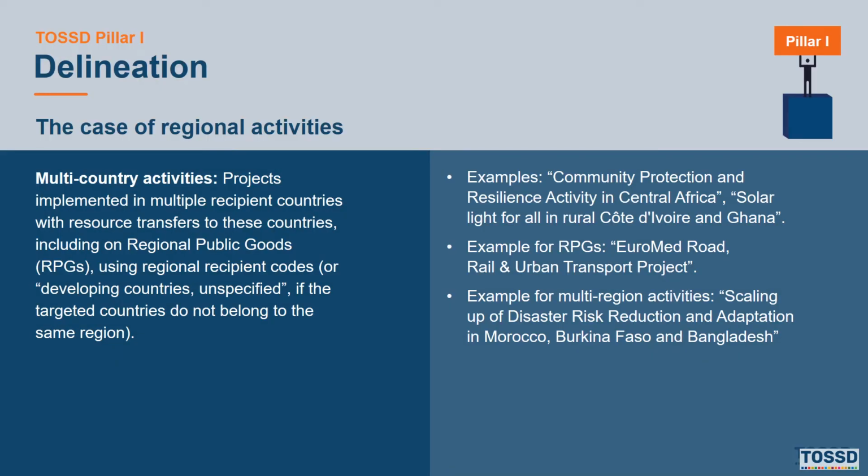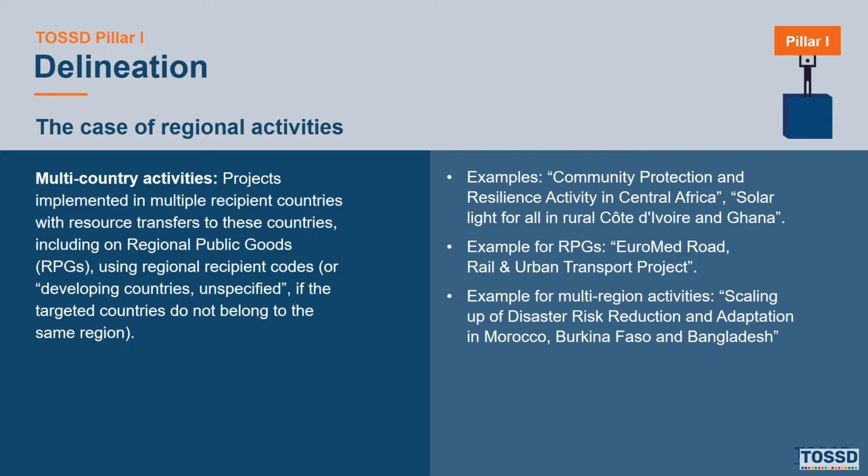How to classify regional activities in the two pillars of TOSSD. As mentioned in the previous slide, multi-country activities are included in Pillar 1. So projects implemented in multiple recipient countries with resource transfers to these countries, including on regional public goods, are reported in Pillar 1 using regional recipient codes. You can use the recipient code developing countries unspecified if the targeted countries do not belong to the same region.